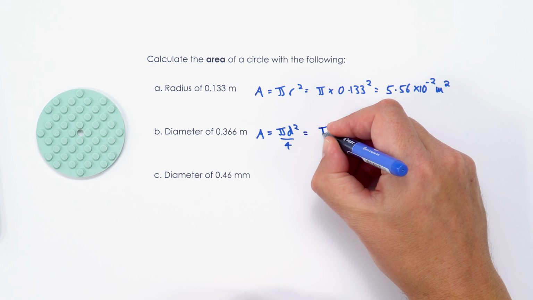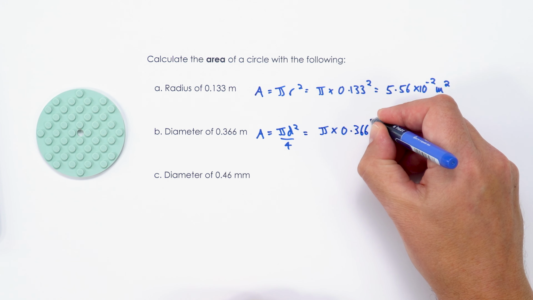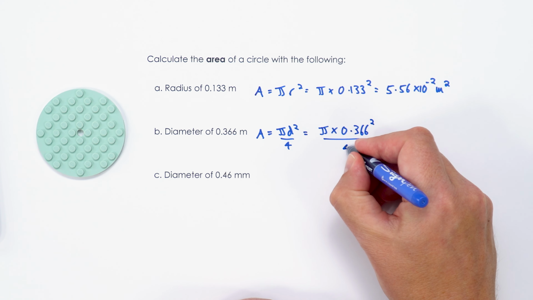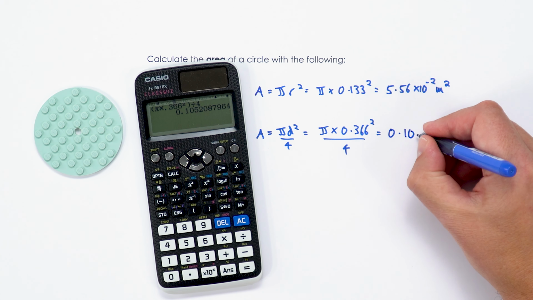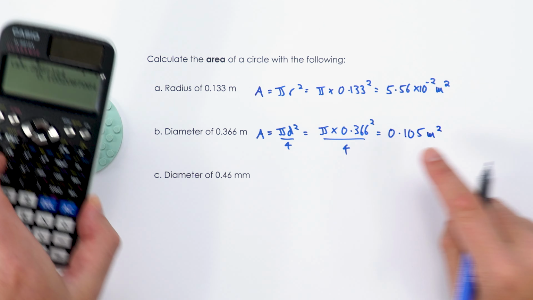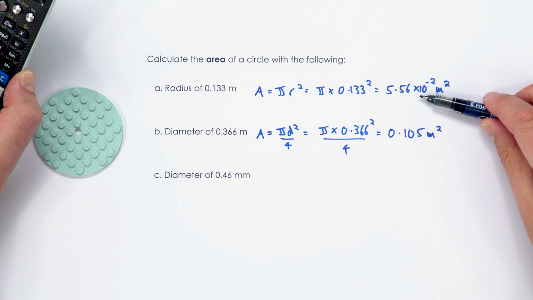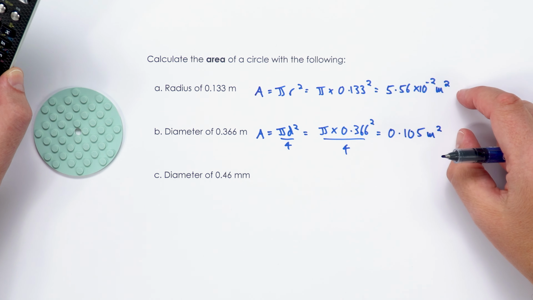So if we put the numbers in again, that's just pi times 0.366 meters squared divided by 4, which is equal to 0.105 meters squared. Okay, so pretty straightforward so far. It doesn't really matter if you give your answer in standard form or if you give it like this. I think both of these are absolutely appropriate.